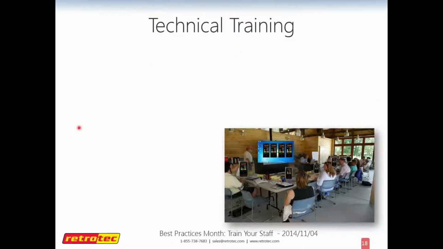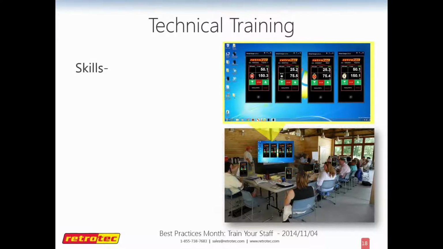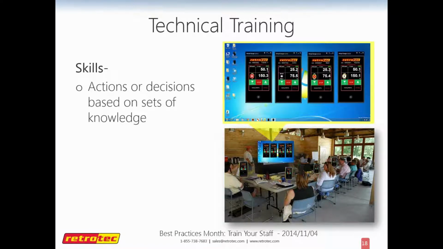So another aspect of technical training is going to be skills training. I think that this is predominantly what people think of when they think about training. They think about classrooms, they think about skills, especially technical training. They're thinking about specific skills, so the actions or decisions that are based on sets of knowledge. Well, skills are always based on knowledge. You can't have the skill to, for instance, hammer a nail if you don't know what a hammer is. That's kind of simplistic, but that's why we say skills are always based on sets of knowledge.